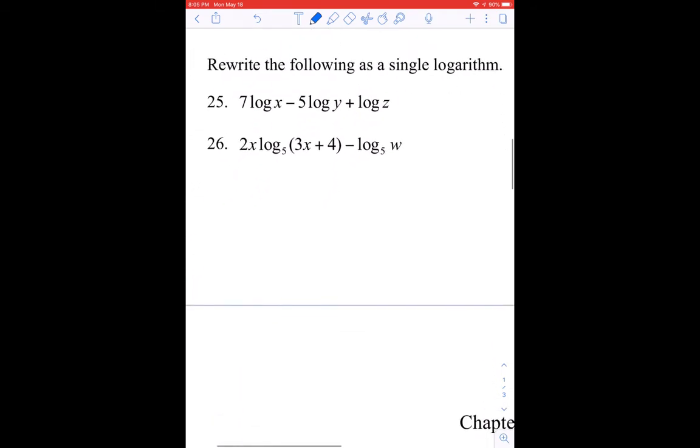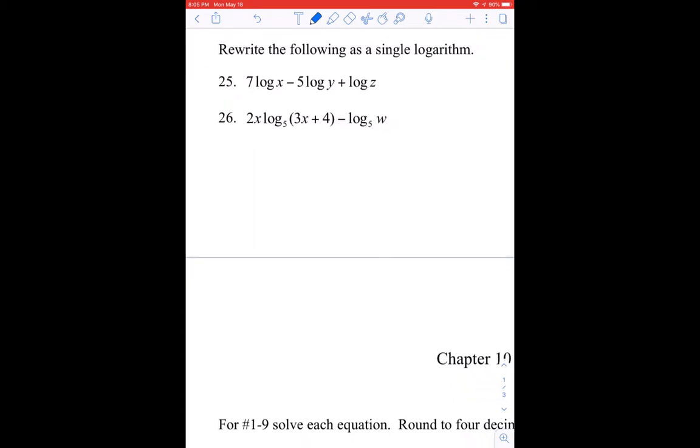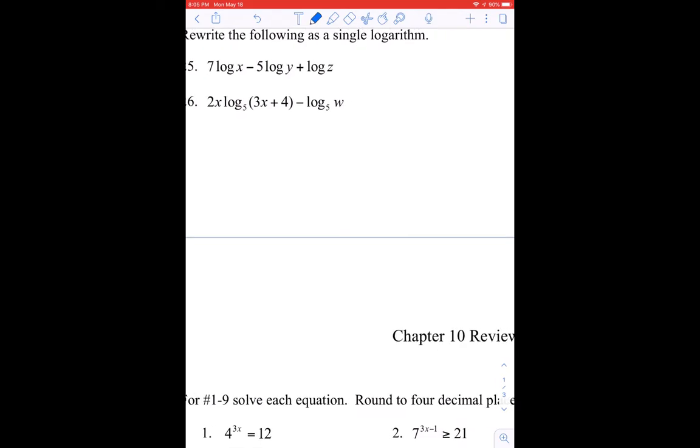The other one we're doing is number 25. We're rewriting the following as a single logarithm, so as one log, we're going to combine these things. I'm paying attention to this 7, this minus sign, this 5, and this plus sign. All of those can be condensed in some way. Whenever there's a number in front, it can be condensed into the exponent, so let's start there. I'm going to rewrite it as log of x to the 7th, because that 7 can go as the exponent, and then I'm going to leave them separate for now.